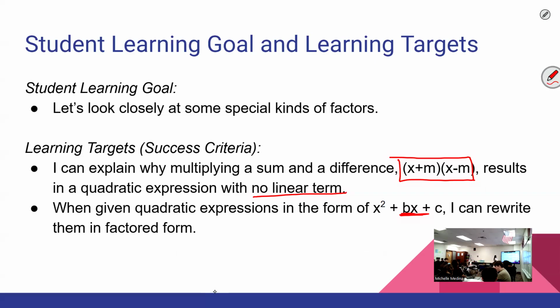By the end, you'll be able to explain why multiplying a sum and a difference results in an expression with no linear term. We kind of already saw that in the warm-up. It's because the linear term cancels. And then being able to factor that is the other goal.